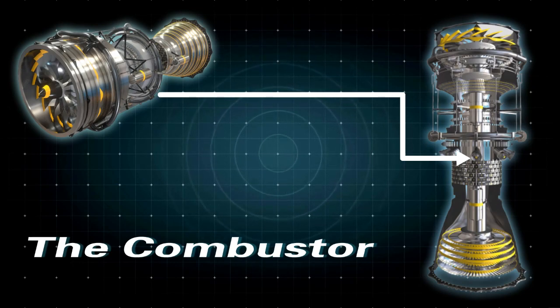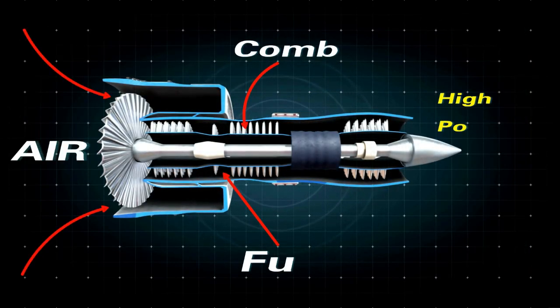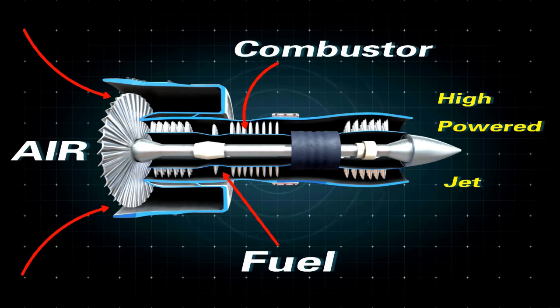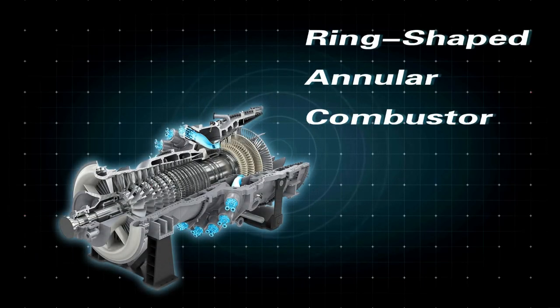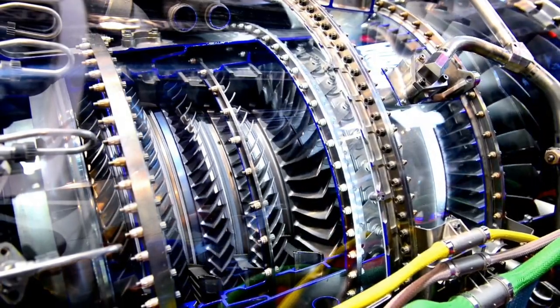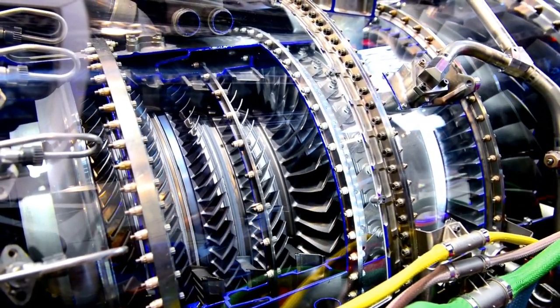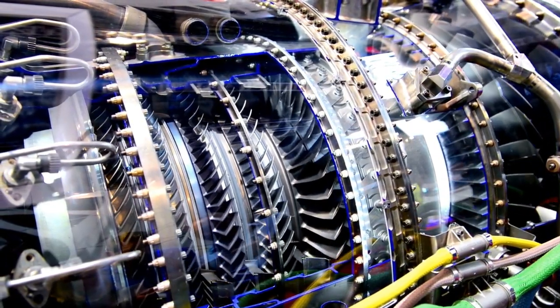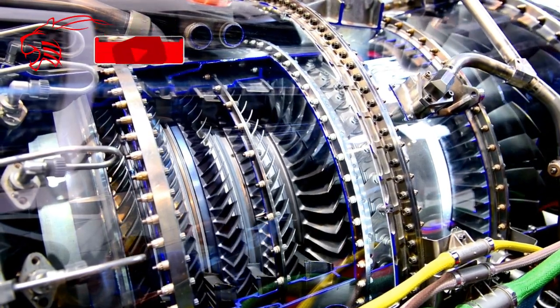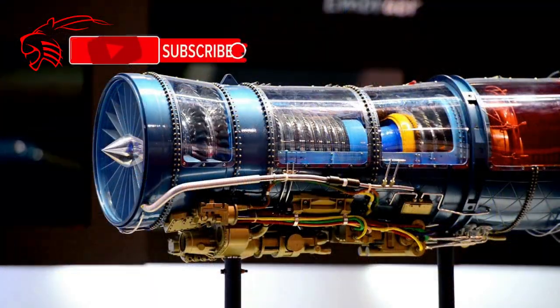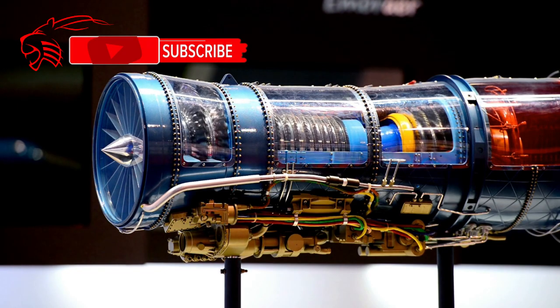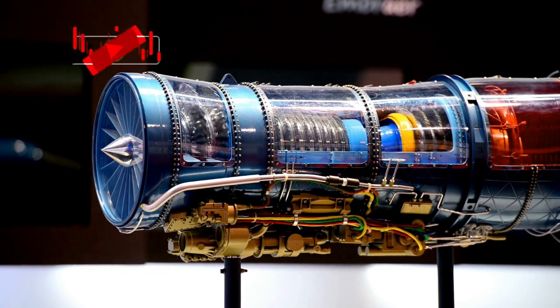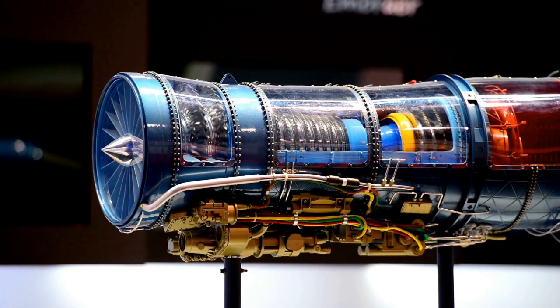Next is the combustor. Air is mixed with fuel and ignited as it passes through the combustor, resulting in a high-powered jet of gas. The structure you are seeing right now is a ring-shaped annular combustor. The inlet nozzles are filled with compressed air. Each nozzle is linked to a fuel injector and is designed to mix the incoming fuel and air evenly. This mixture is ignited by a pair of igniter plugs and the reaction spreads evenly around the ring. Once started, combustion will continue indefinitely as long as air and fuel are supplied.